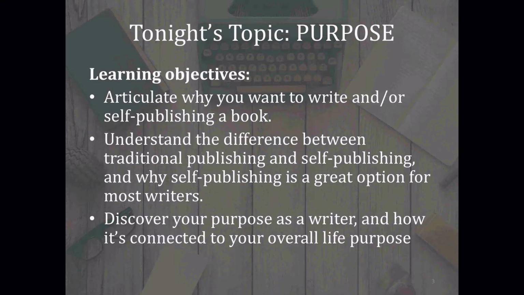When you're talking about a topic like writing, or even kind of a smaller topic like self-publishing, you can go 100 different directions or more. So I want to keep this very focused so that we don't get off track and that we can hopefully get some momentum going. Here's our learning objectives. Number 1 is to articulate why you want to write and or self-publish a book. Wow, this is a self-publishing class and I've already got a typo there. That's crazy. That should say why you want to write and or self-publish a book. That's what I get for typing these up late at night, I guess. Number 2 is to understand the difference between traditional publishing and self-publishing, and why self-publishing is a great option for most writers. And then number 3, to discover your purpose.